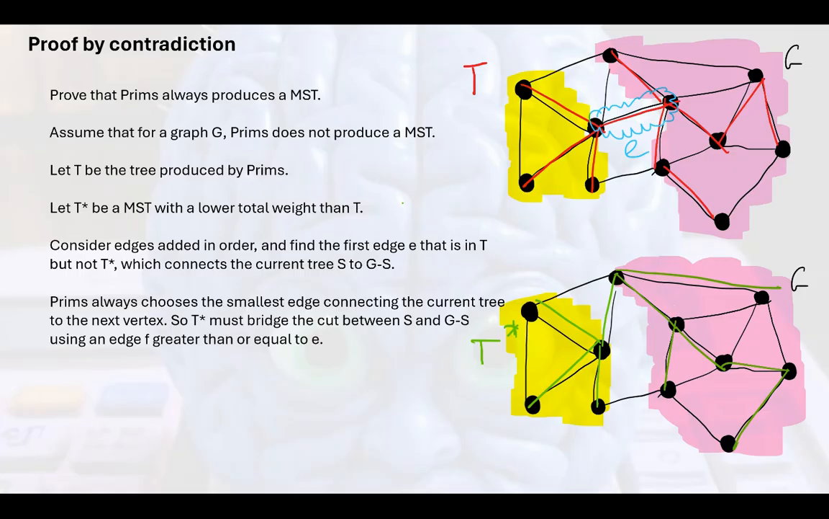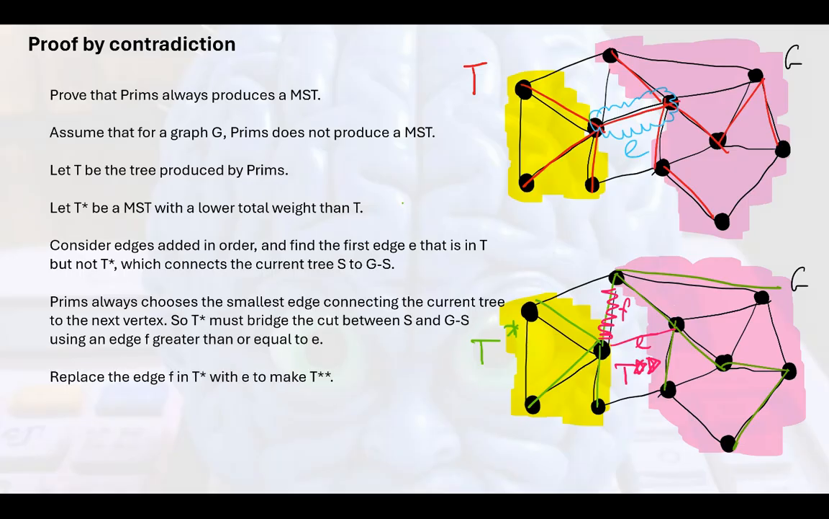And what we've said is that Prim's has connected the yellow with the pink using E, and that's diverged from T star, which has connected using F, which is that edge you can see. Now we know that Prim's has chosen the smallest edge, so we know that E must be at least as small as F. Now let's imagine we take T star and we replace F with E to make T star star.